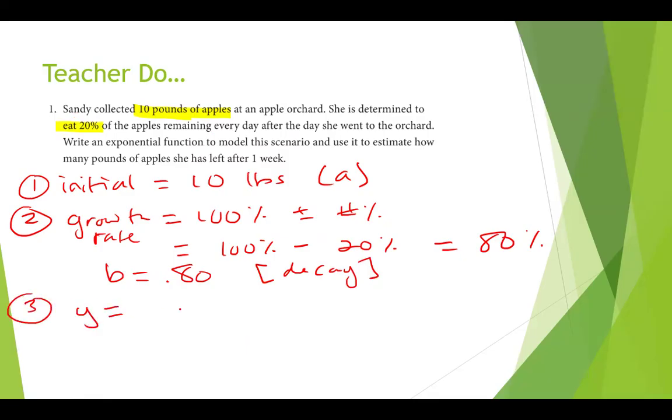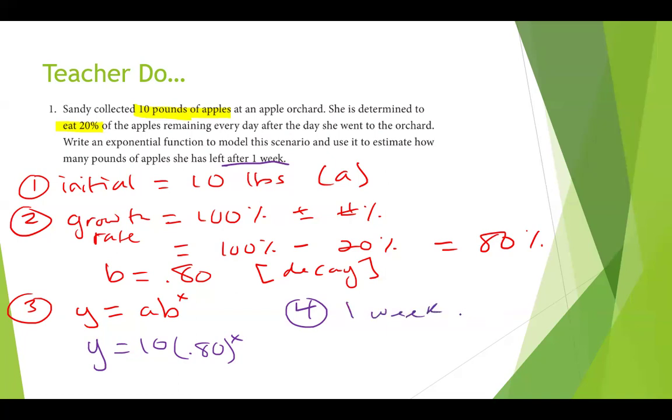Our equation is going to be y equals a times b to the x. Do I have everything I need to write our equation? We do. So our equation for this model would be y equals, what's our a? 10. What's our b? 0.8 to the x. Do I have enough information now to answer the question? So the question says, after 1 week, how many pounds of apples would she have? Well, 1 week equals how many days? 7. So we're looking for after 7 days. So we want to know when our x equals 7.